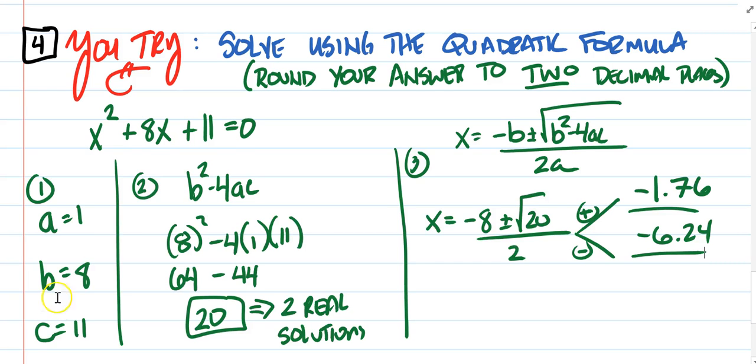Okay, hopefully you got the right answer of negative 1.76 and negative 6.24. So again, figure out the values of a, b, and c in step number 1. In step number 2, all you gotta do is come up with the discriminant value, which I got 20. Then in step 3, write down the quadratic formula, solve using your calculator, go to 2 decimal places, and you should have got that. We will practice more in class tomorrow.